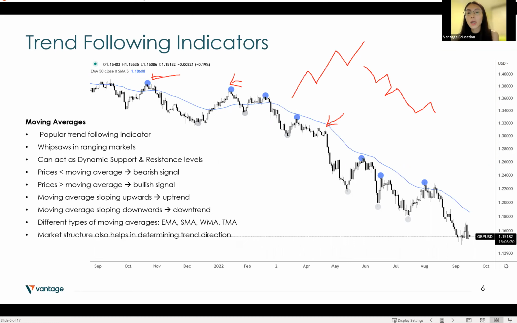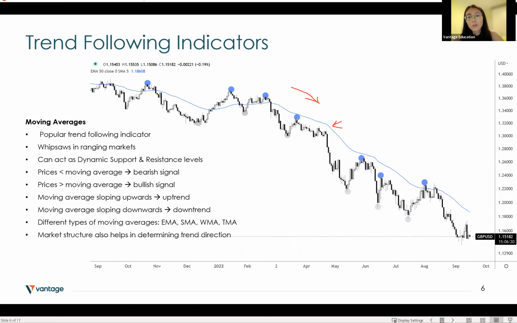This moving average can act as a dynamic support and resistance level. In a bearish market structure, this would be a bearish trend, so in a downtrend, the moving average itself can act as a dynamic resistance. The reason why we use the word dynamic is that it's constantly changing. The moving average is determined by taking the average price over a specified period, and this is updated constantly when price changes. This is the reason why it can be a dynamic resistance.